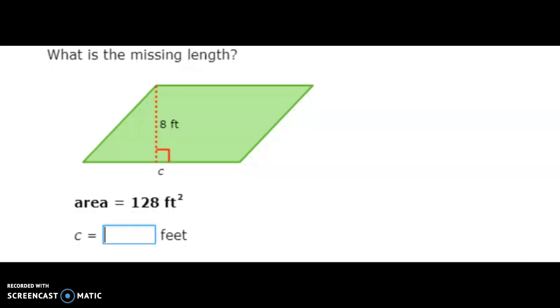What is the missing length? So what is the shape? The shape is a parallelogram, and it gives you the area. So how do we find the area of a parallelogram? We do base times height. We have 3 variables right here. What information do we know?